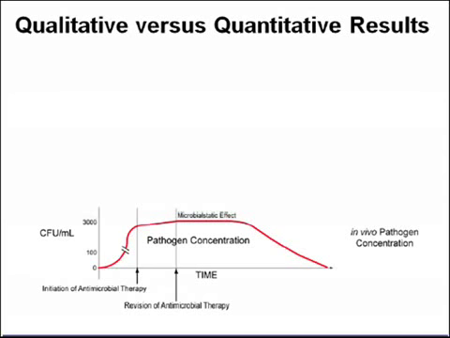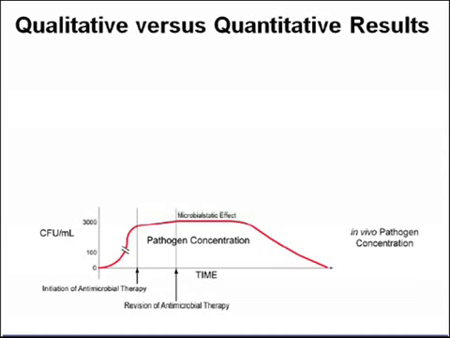Here we have a slide showing a curve with the y-axis of colony forming units per ml, that is the pathogen concentration, and the x-axis as time, could be on the order of minutes, hours, or days. Over the course of time, you can see that the pathogen early on will have an exponential growth period when they are uninhibited by antimicrobial therapy. Antibiotics have not been given yet, and the immune system has not had time to mount a response yet.